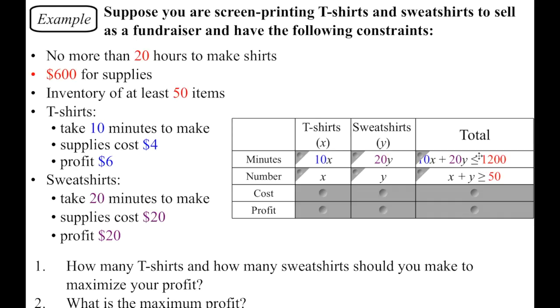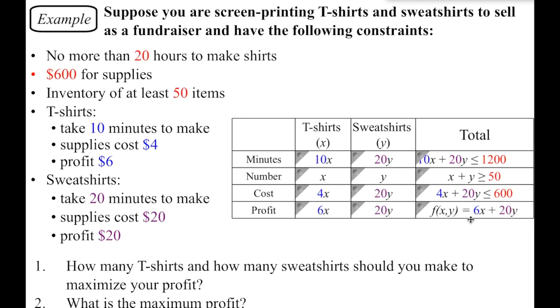And our last constraint is the cost. The cost for the t-shirts is $4, cost for sweatshirts is $20. Multiplying that by the number of t-shirts and sweatshirts we make and adding those together, we can't spend more than $600. So that has to be less than or equal to 600. Our profit for each t-shirt, we make $6. For each sweatshirt, we make $20. And we want that profit to be a maximum. So we want our objective function, f(x, y) = 6x + 20y. We want to find out where that function is a maximum.